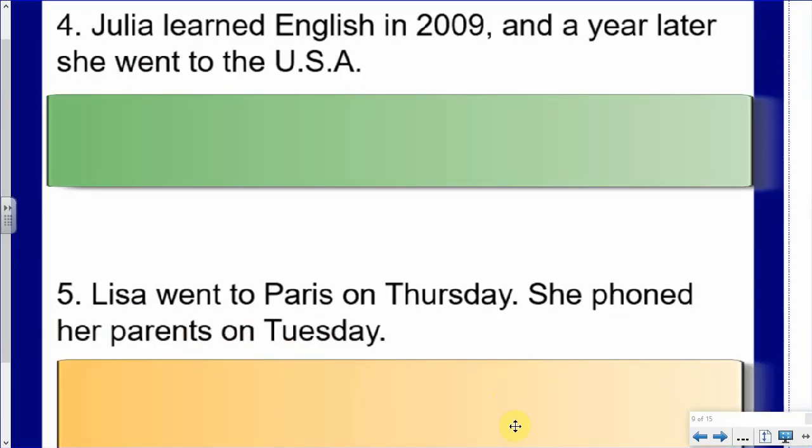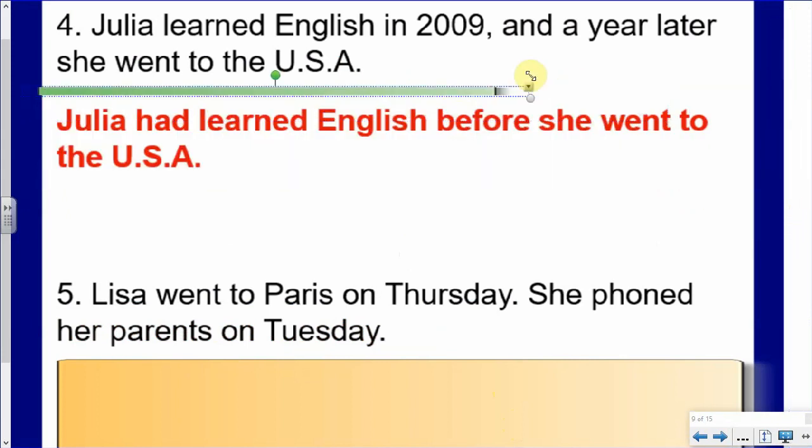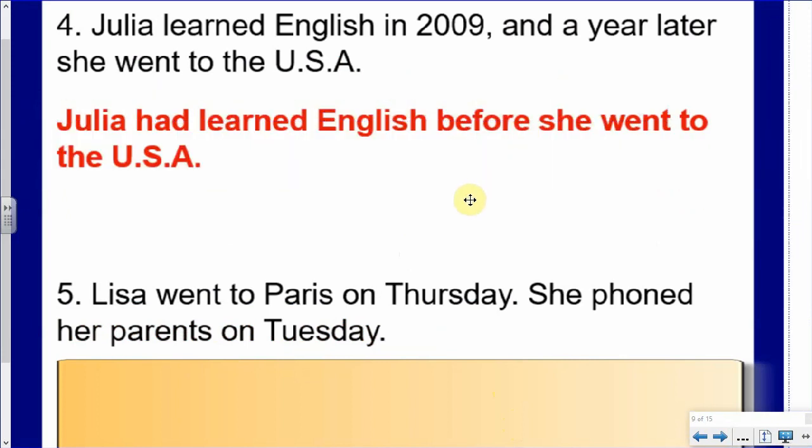Then finally, 4 and 5, Julia learned English in 2009, and a year later she went to the USA. Can you think of one sentence with the past perfect for this situation? Well, a good example here would be Julia had learned English before she went to the USA.